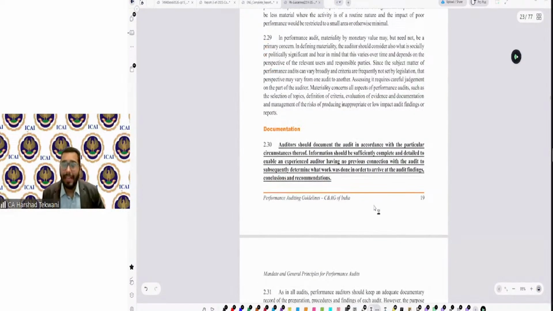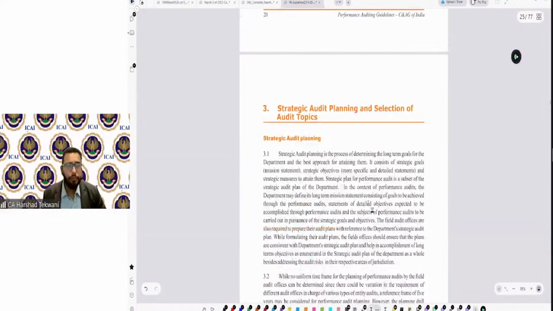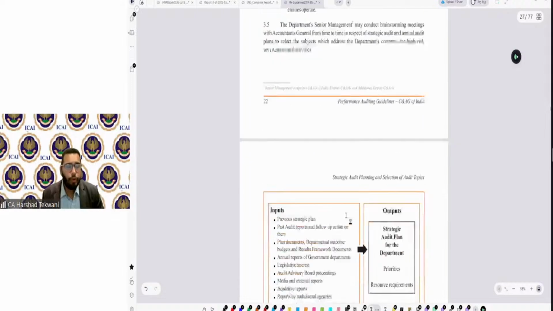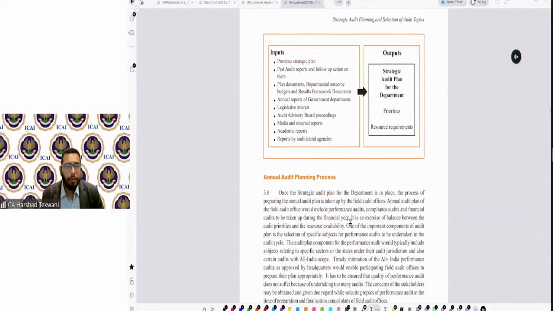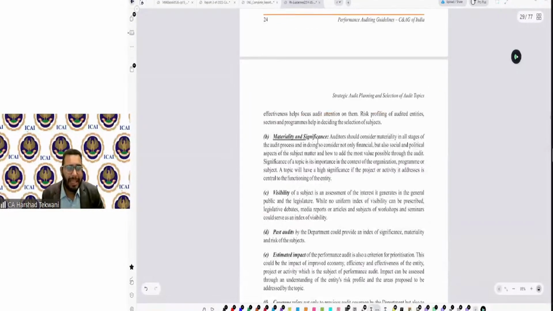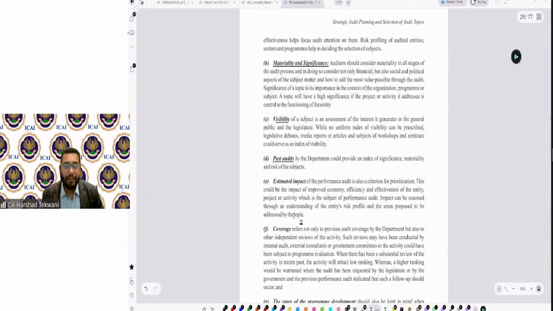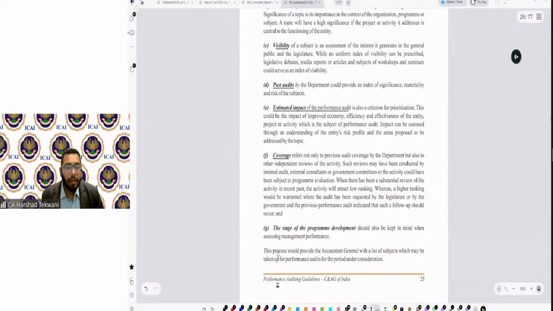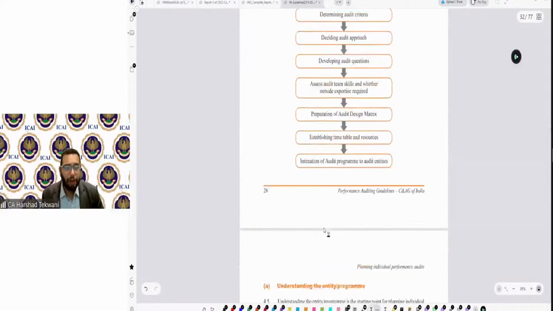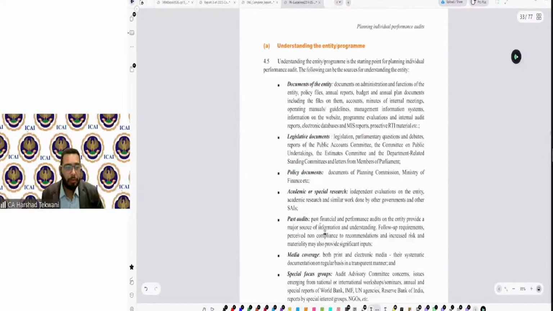Documentation is required to be done at each and every stage of the audit. Strategic audit planning should be done, so that appropriate plans can be prepared, which include assessing risk, materiality and significance, visibility. You need to consider your past audits before deciding the risk assessment, the estimated impact of the performance audit, coverage, how much you are covering, and the stage of the program. So at what stage you are doing the performance audit with respect to that particular program. Then you need to plan an individual performance audit, which we have already seen.